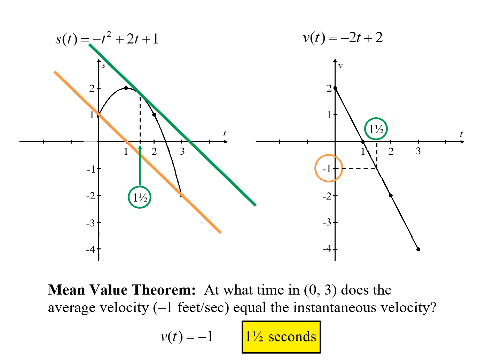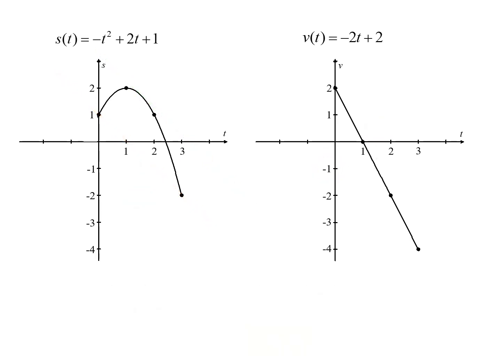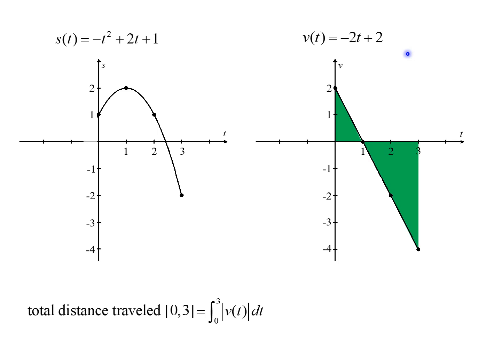Our last topic is going to be the total distance traveled on the time interval. In terms of the velocity graph, it is the definite integral from 0 to 3 of the absolute value of the velocity. Well, there's probably a better way of thinking about that. Let's go ahead and draw our little triangles again.